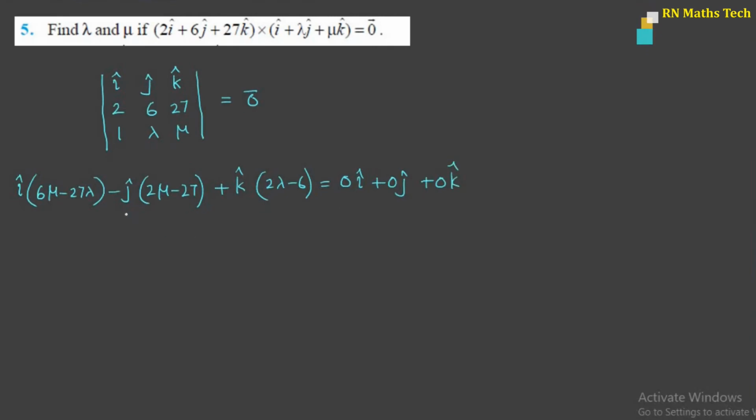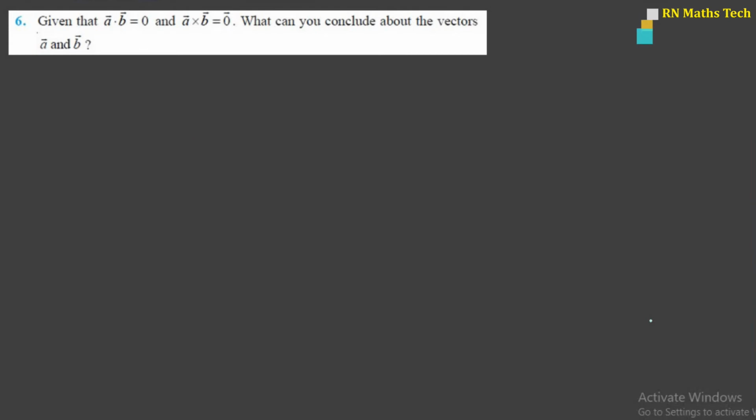Now equating the component of j cap, that is here minus of (2 mu minus 27) is equal to 0, or 2 mu minus 27 equal to 0, mu equal to 27 by 2. Okay, now getting the coefficient of k cap, 2 lambda minus 6 is equal to 0, lambda is equal to 3.